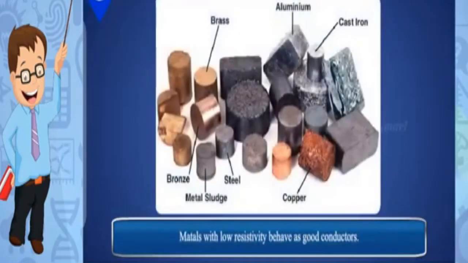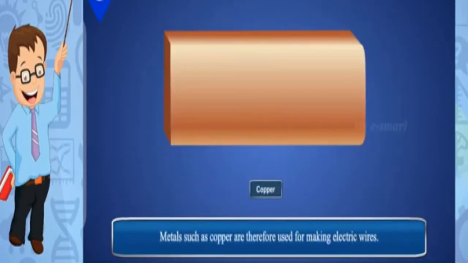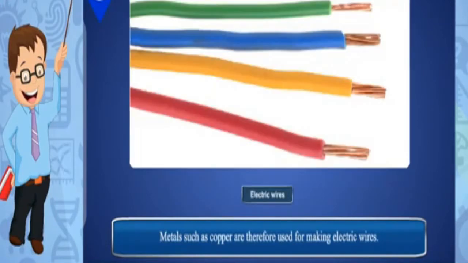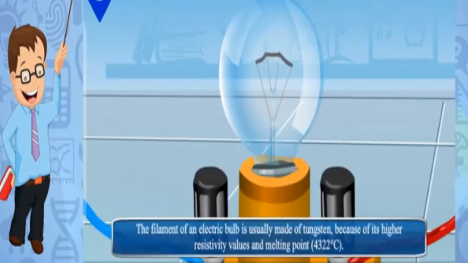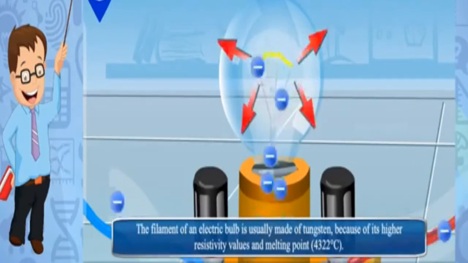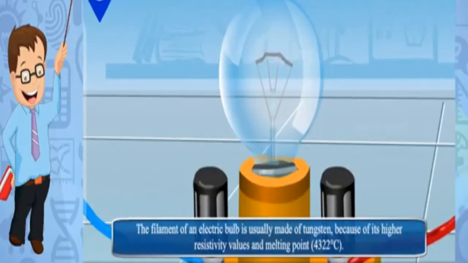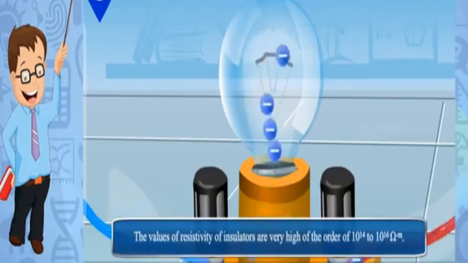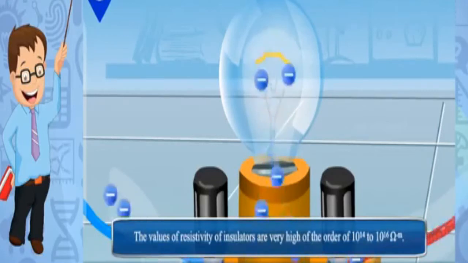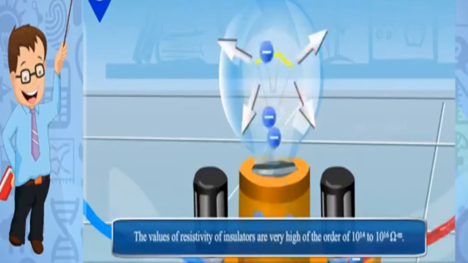Metals with low resistivity behave as good conductors. Metals such as copper are therefore used for making electric wires. The filament of an electric bulb is usually made of tungsten because of its higher resistivity value and melting point, that is 4322 degrees Celsius. The values of resistivity of insulators are very high, of the order of 10 power 4 to 10 power 16 ohm meter.